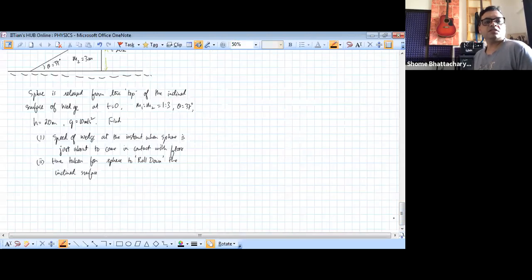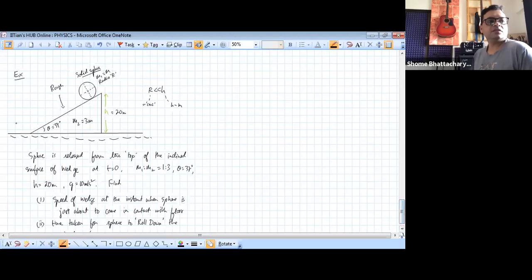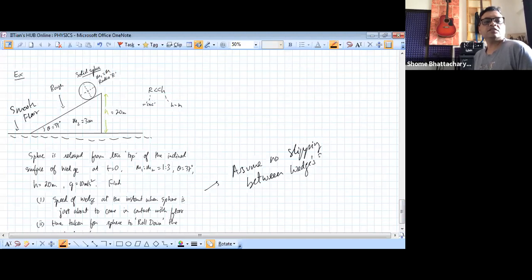So in this question, you will assume that there is no slipping between the sphere and the inclined surface. This is a smooth surface. The floor is smooth, but assume no slipping between the wedge surface and the sphere. Okay, so just try this out, people.